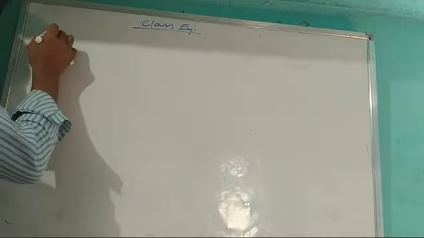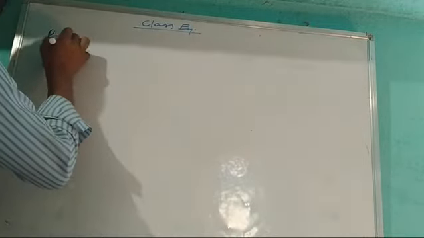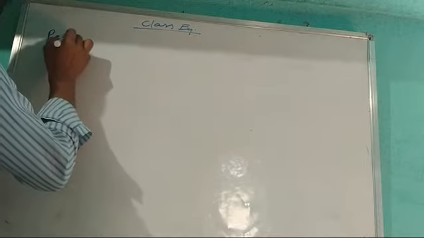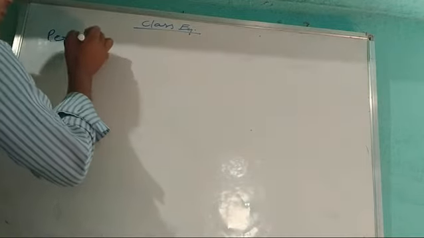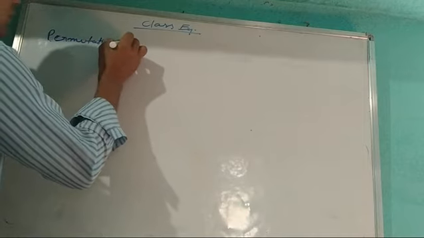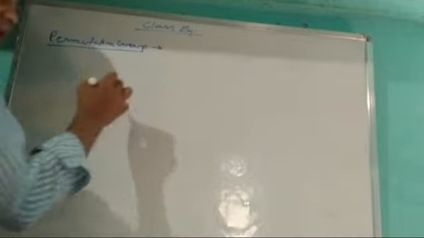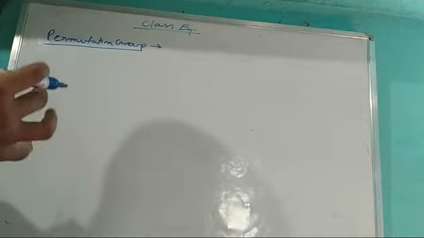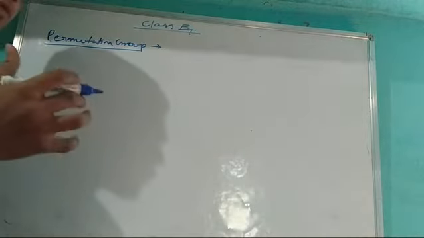This is the fourth lecture of the class equation. In this lecture, we will construct a class equation of the permutation group. First, we need to understand the permutation group. Basically, the permutation groups are constructed from one-one mappings.